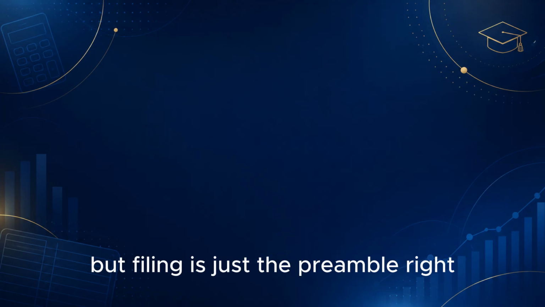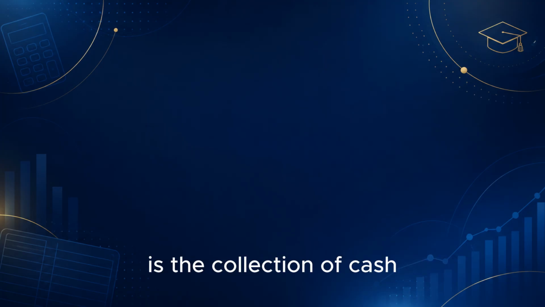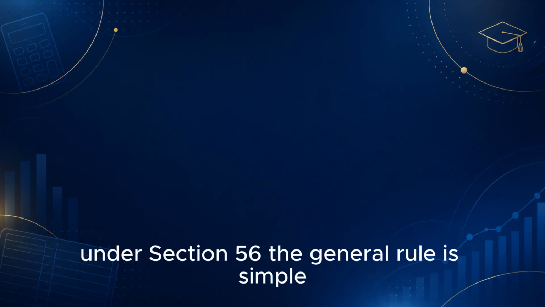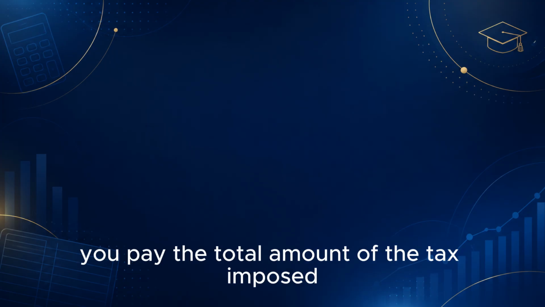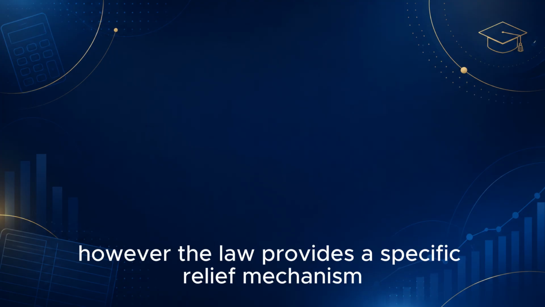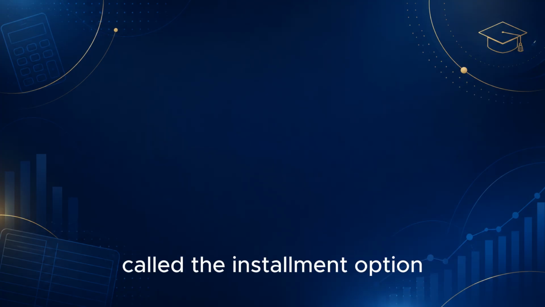just the preamble, right? The true purpose of the tax code is the collection of cash. Under Section 56, the general rule is simple. Pay as you file. When you submit the return, you pay the total amount of the tax imposed. However, the law provides a specific relief mechanism called the installment option.